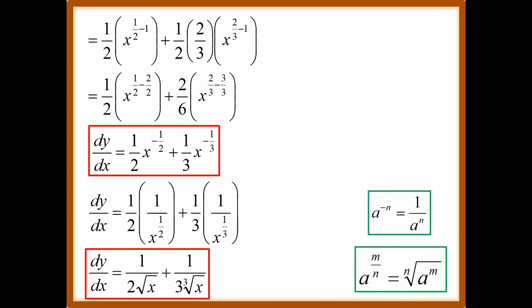Any of the two can be your final answer. Binago lang natin yung representation nila. It depends on your instructor kung ano yung preference niya when it comes to your representation ng final answer. That's it for this solved problem.